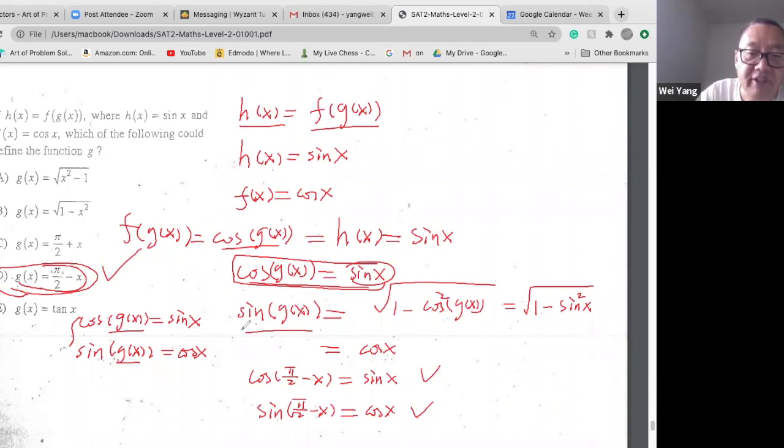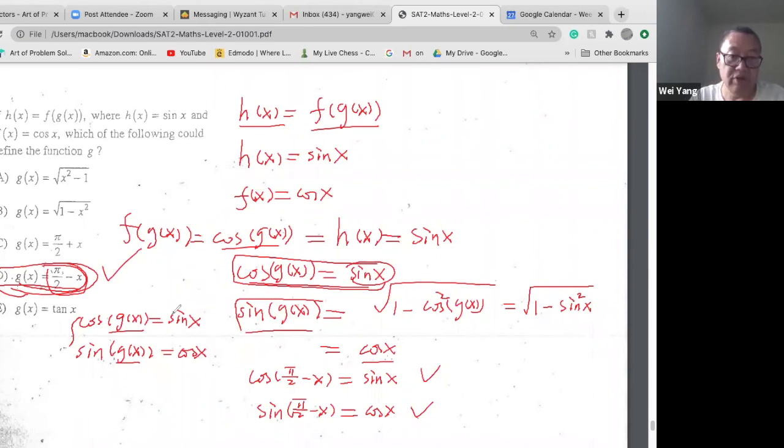But after I got this, sin g(x) equals cosine x, I immediately know the answer is this one. Because a cosine function equals a sin function, and the sin function equals a cosine function. So that means only this one satisfies that requirement, no others. Pi over 2 minus x will switch between the sin and cosine.